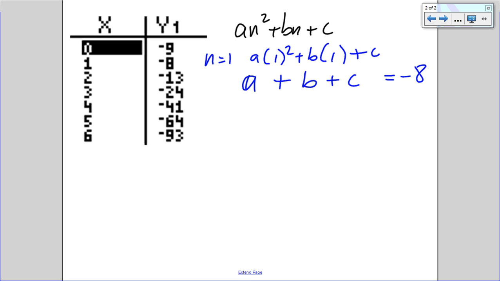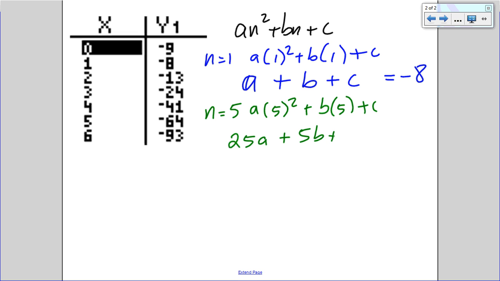Now that's only one equation in three unknowns. So just to mix it up a little bit, you could do n equals 2 and n equals 3. That's fine, but I like to live life on the edge. So I'm going to use when n equals 5, just to see if you actually know how to make this system of equations. So that would be a times 5 squared plus b times 5 plus c, which will give me 25a plus 5b plus c. And that's going to equal, well, right here, when n equals 5, it says the outcome should be negative 64.